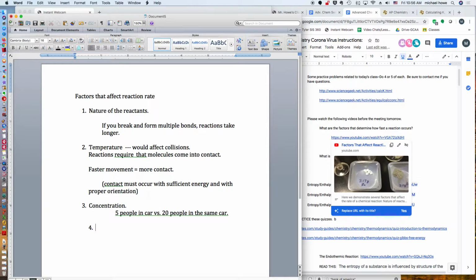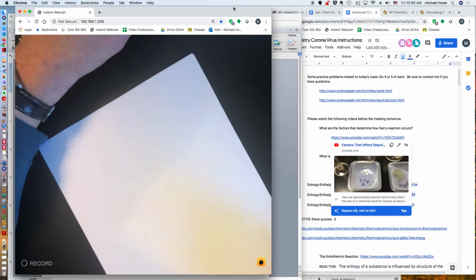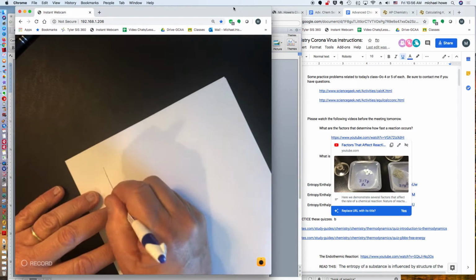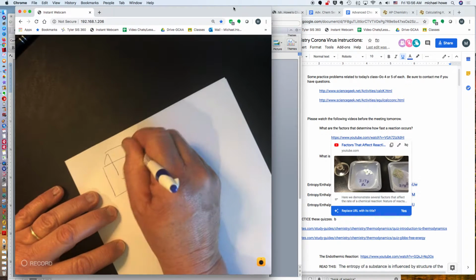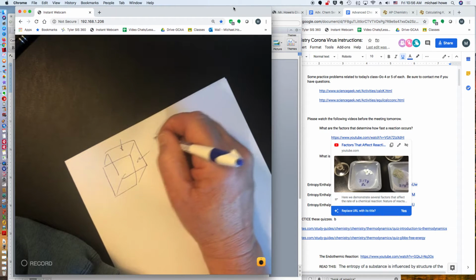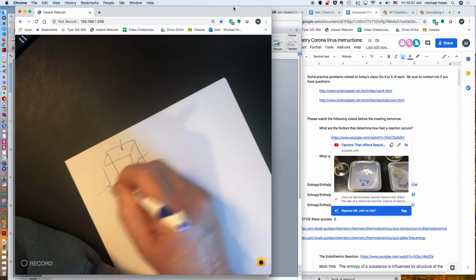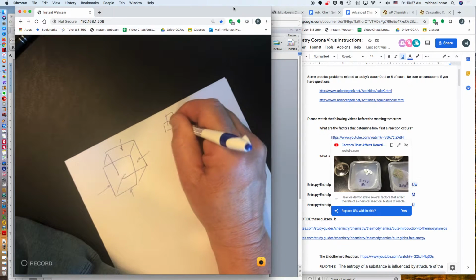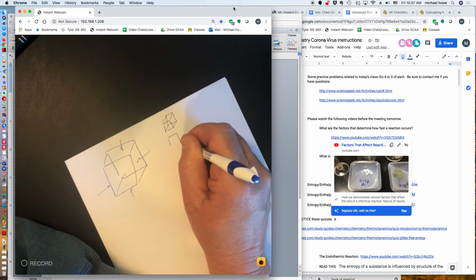The fourth factor was surface area. Surface area makes things more exposed. I'm going to draw a quick little picture for that. So if you look at a cube like this, and you're trying to react with it, you could attack it from the outside. And you could do that all the way around. But if you broke the cube down into smaller pieces, and these are little sections of the cube that we have on the left over here.